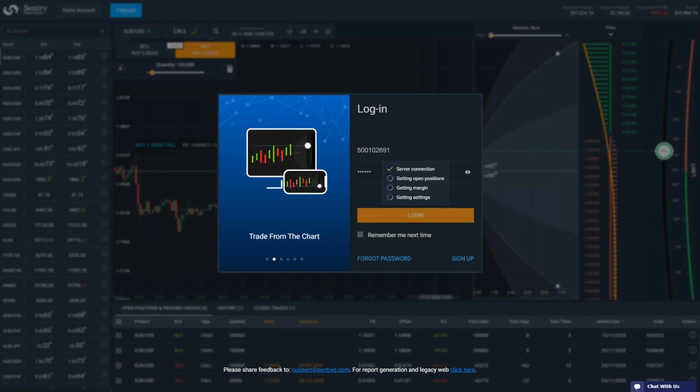So that's the welcome screen. It's the same as you'll find on the mobile app. And again, with the mobile app, same story. You can log in with your email and password.